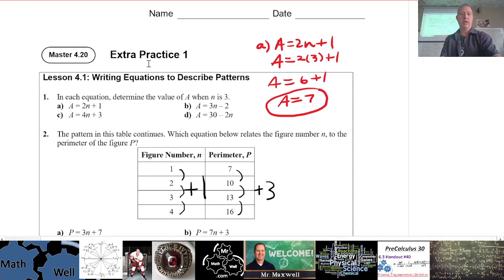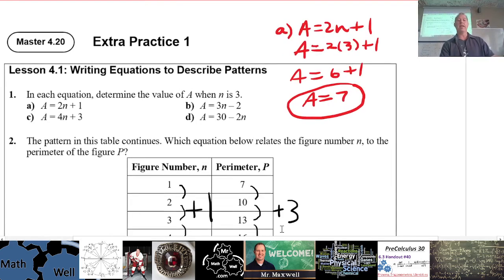And again, these are worksheets that we've done already. I have videos on this. We've learned about this. You should have these worksheets even returned to you from months ago. But let me just go over a few questions just to highlight some important things. So in each equation, determine the value of a when n is 3. So that'll be a type of question you might get. If you substitute 3 in for the n, then you just solve for a, or you determine what a is.